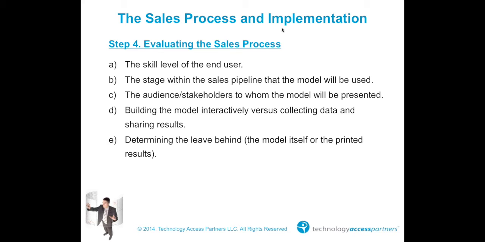So again, the two options are, do we build it interactively while actually having the sales call with the stakeholders, which means I have to be very precise about that item C, the audience and the stakeholders I'm selling to and using the model with? Or do I bring data collection forms and navigate my way to the right people, where they can share the forms with each other and with the right teams, and then ultimately I get that form back and I build it myself.